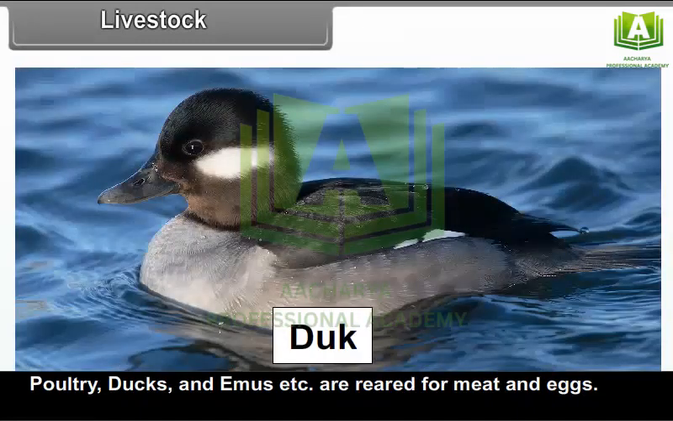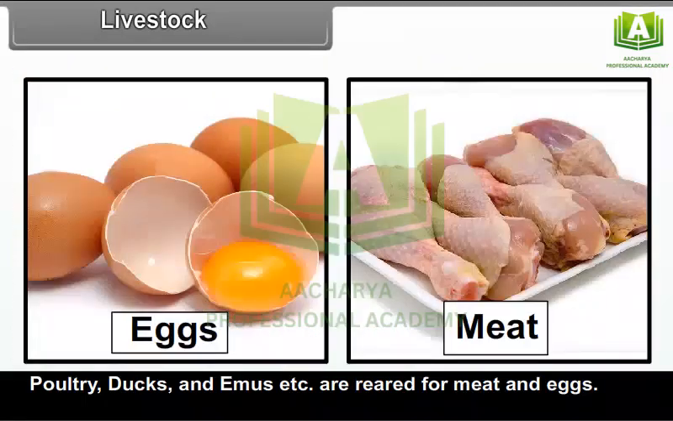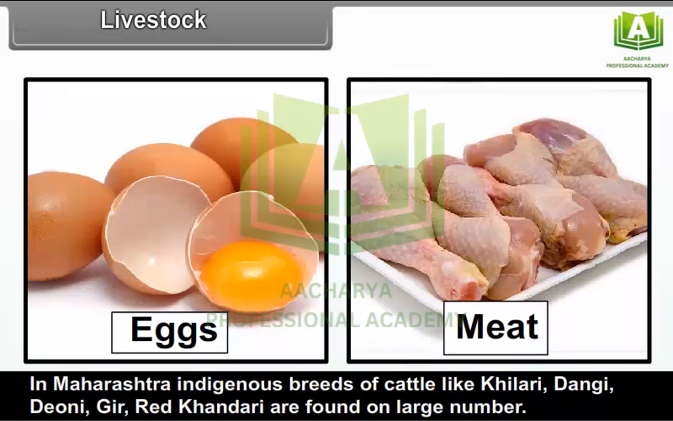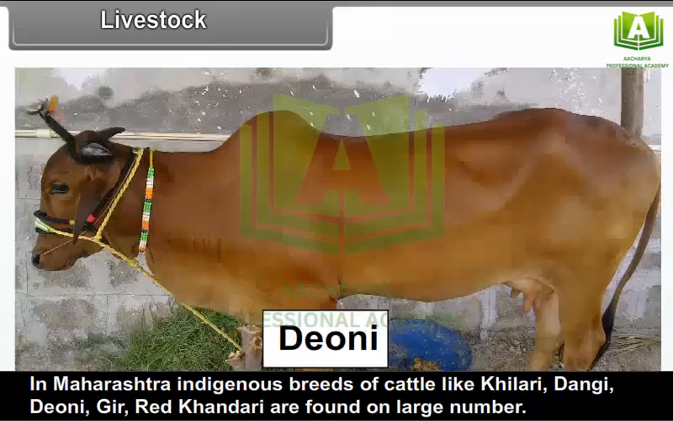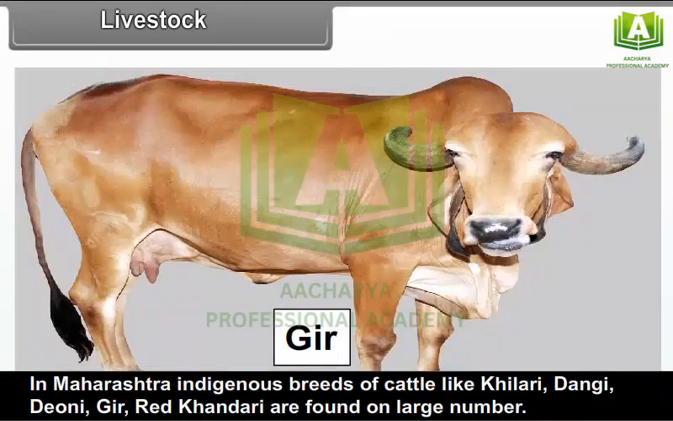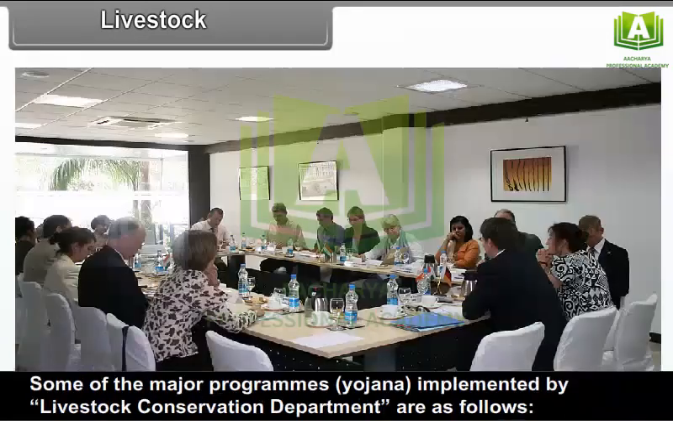Poultry, ducks and emus, etc. are reared for meat and eggs. In Maharashtra, indigenous breeds of cattle like Khillari, Dangi, Deoni, Gir, Red Kandhari are found in large numbers. Some of the major programs, Yojana, implemented by the Livestock Conservation Department are as follows.